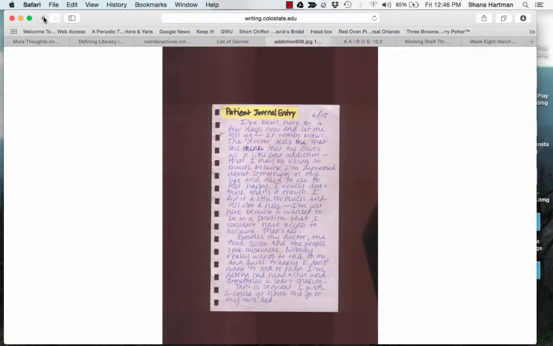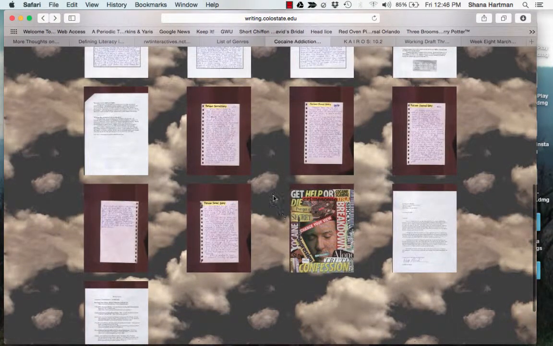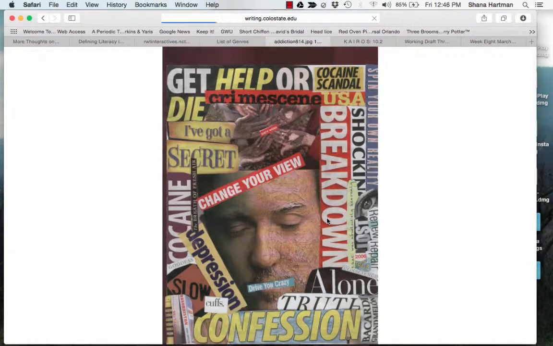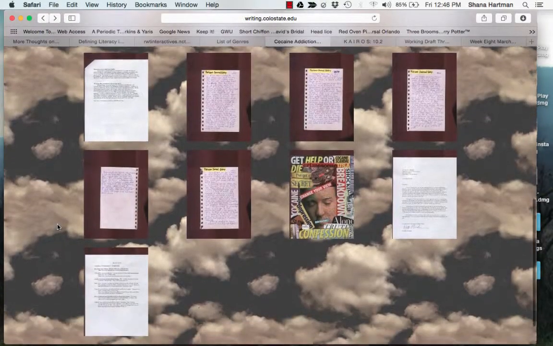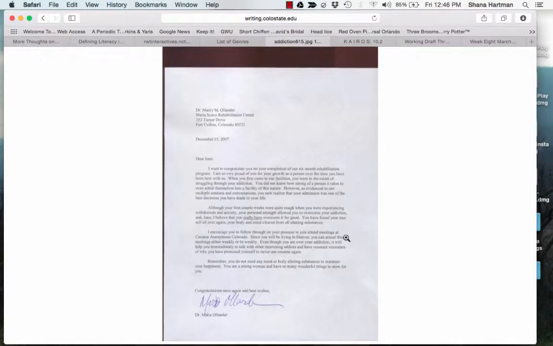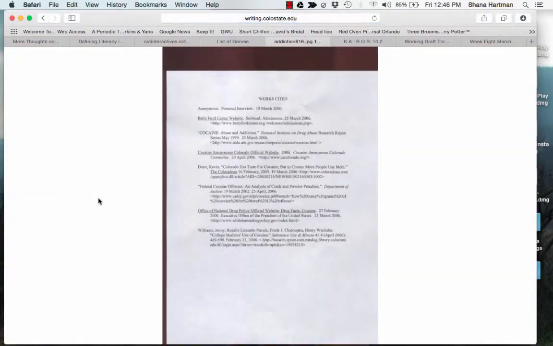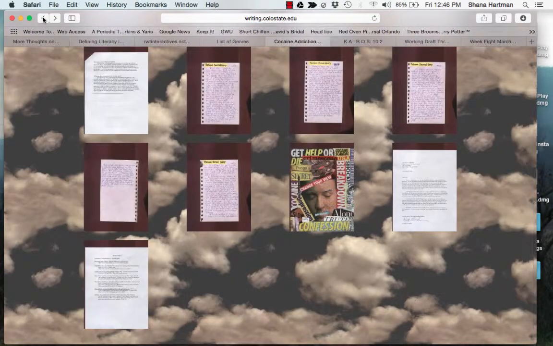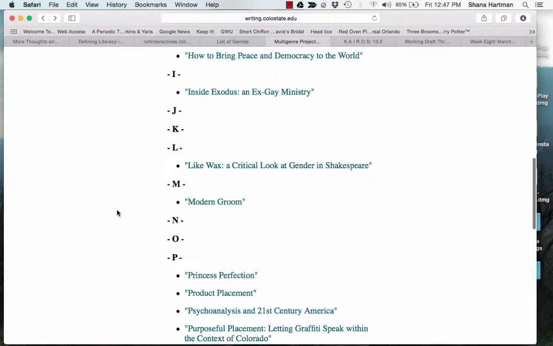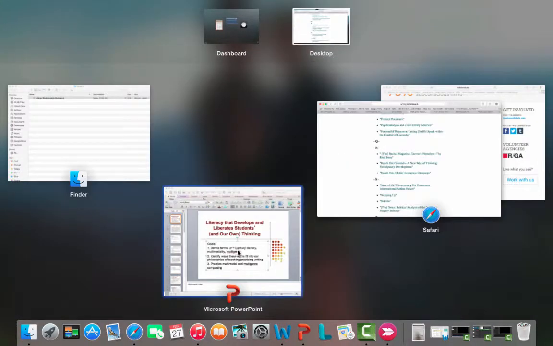Journal entry. The author of this piece had to create these, but they were speaking from a different person's point of view. A visual collage. Again, while this is visual, we're still primarily in the linguistic mode. And this is a letter of completion of the rehabilitation program and the work cited for this piece. I encourage you to look through all these different possible multi-genre projects to see what you think of them, what comes to mind as you look through them.